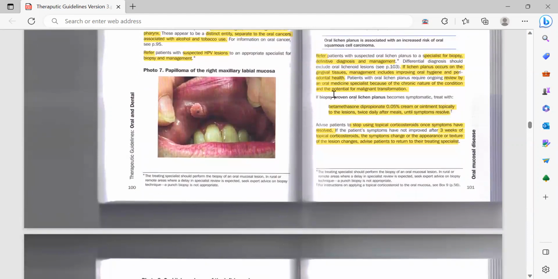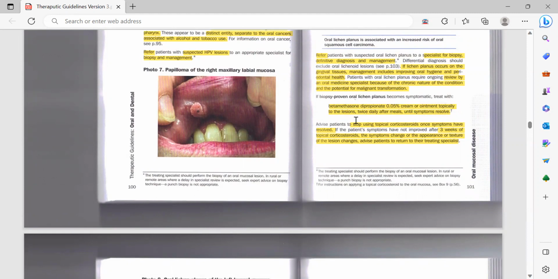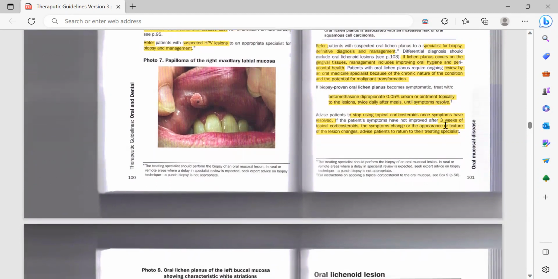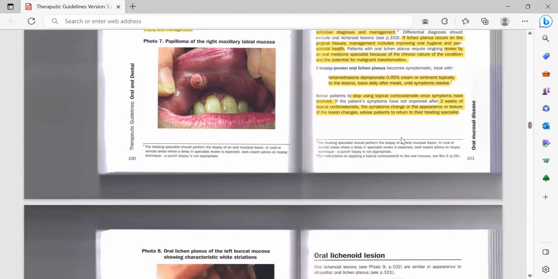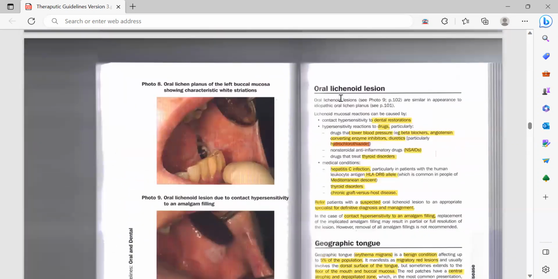Okay, but if in your patient the biopsy proven oral lichen planus becomes symptomatic, then you can prescribe them this ointment or cream for about 1 week, and if their symptoms still do not resolve within 3 weeks, then you need to refer them again to the treating specialist. Okay.